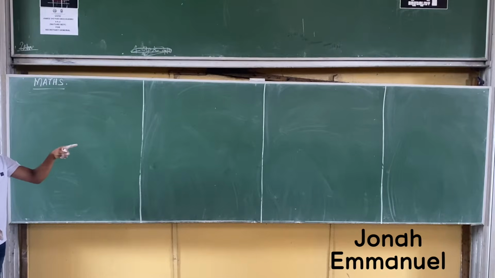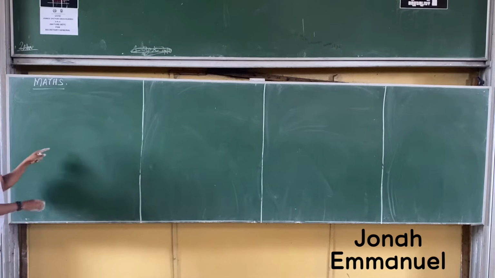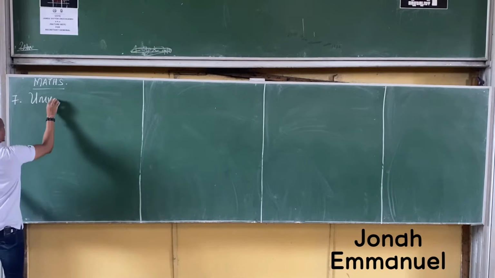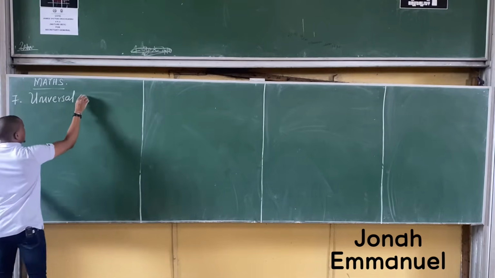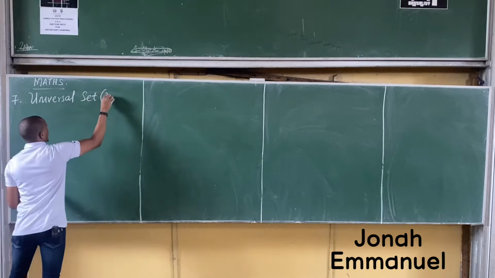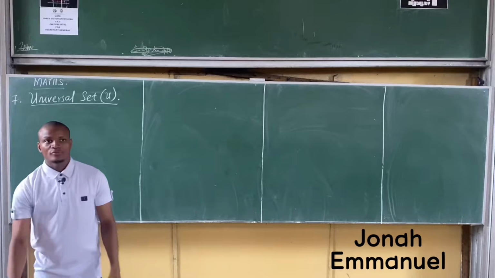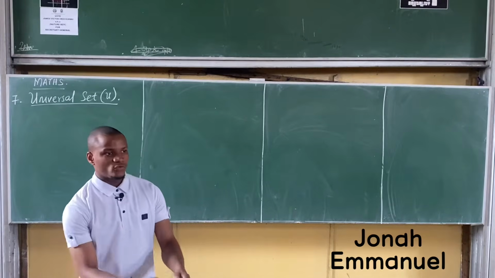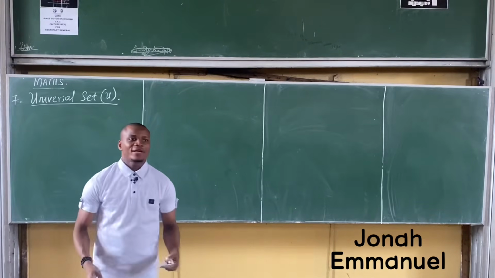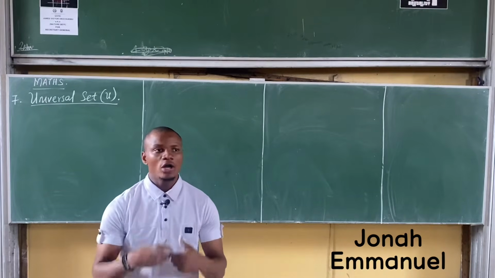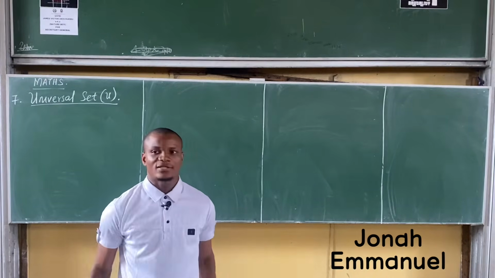Not 6. So number 7 next. That's what it's called: universal set, in bracket U. A universal set is simply a set of all possible elements. Full stop.